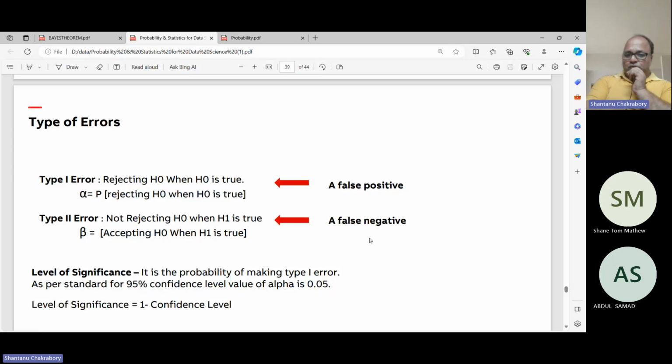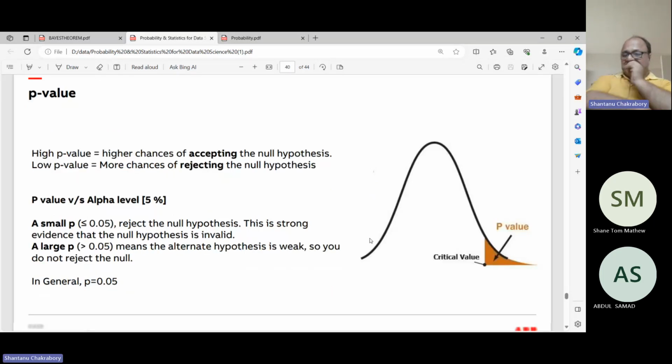So type 1 error, type 2 error. False positive, false negative. Alpha, that is the level of significance. And then we use the p-value, to see whether it lies within the critical region or outside the critical region. If it is less than 0.05, your alternate hypothesis will be accepted. If it is greater than 0.05, your null hypothesis will be accepted and the alternate hypothesis will be rejected. So that is the p-test that we use for hypothesis testing, where we take alpha as 95% confidence, or 0.05.